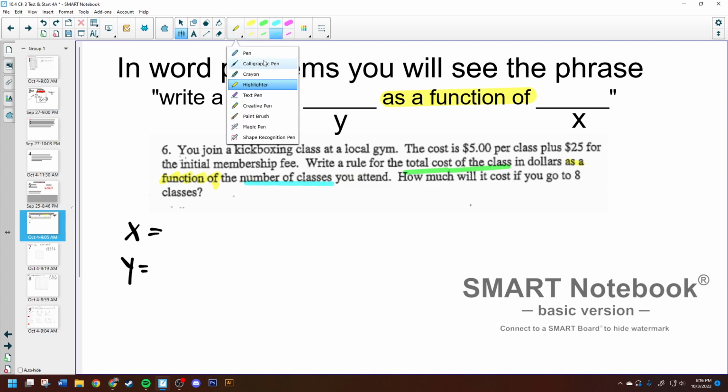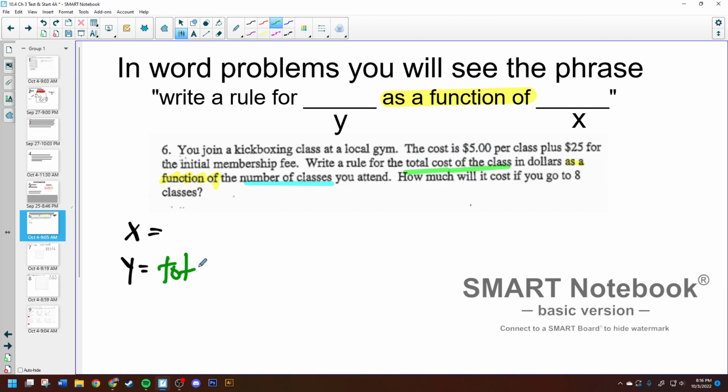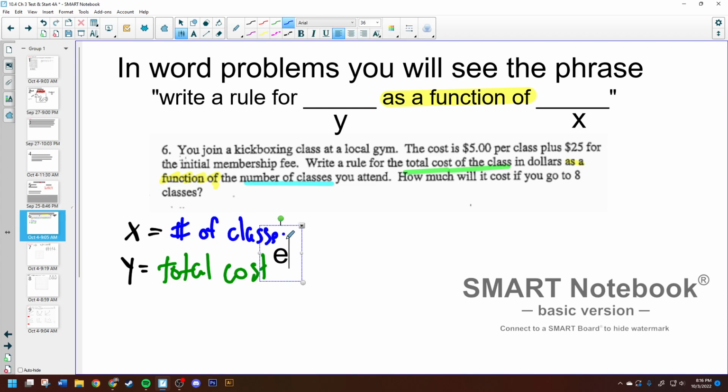So let's go ahead and write that out. We'll do, yellow's not really going to work. Oh no, green we did. So green is total cost. So that's our y. Total cost. And then we use blue for the number of classes. So number of classes. Oh man, I keep hitting a button. Classes. All right, sure. So we know that x is the number of classes, that's our input, and the y, the total cost, that is your y, or your output.